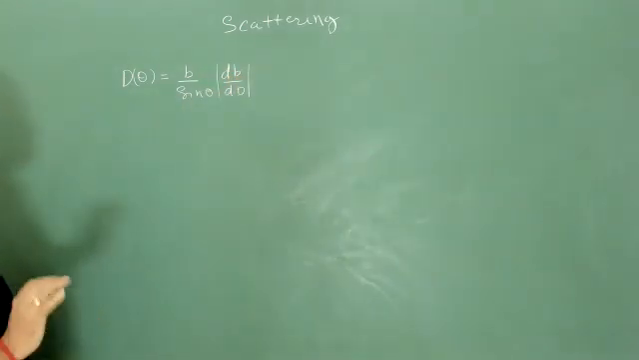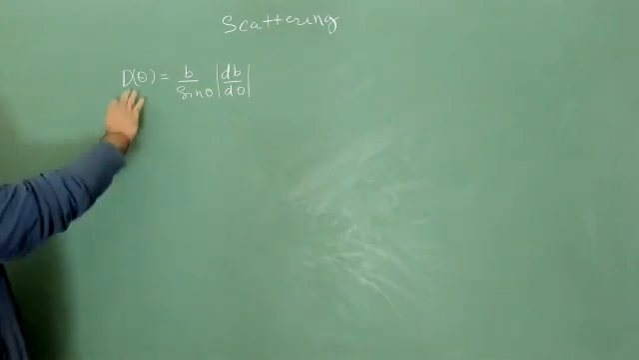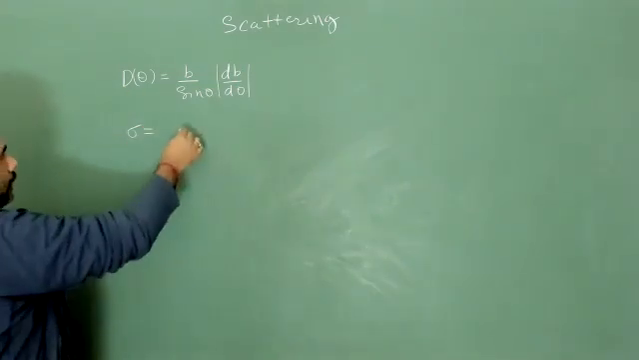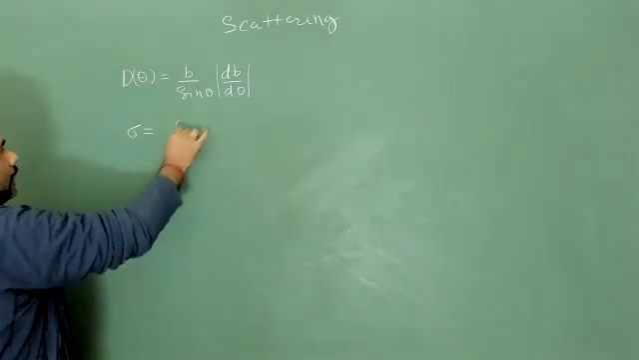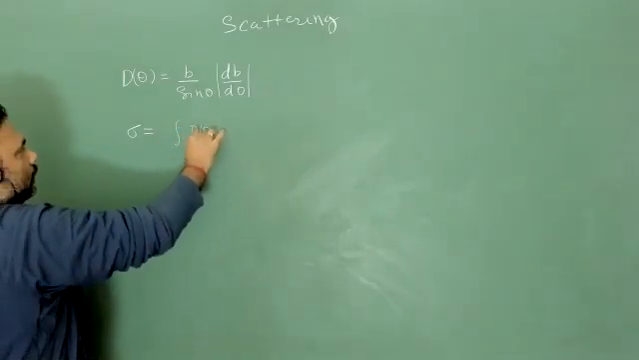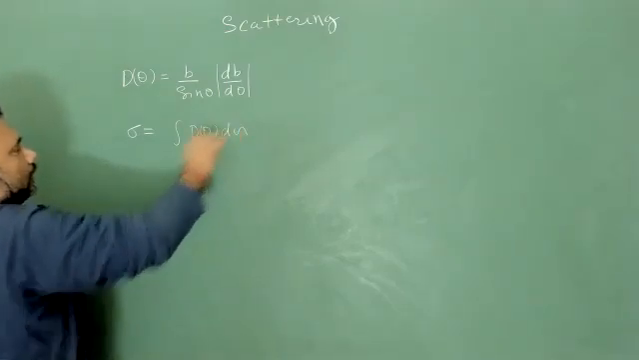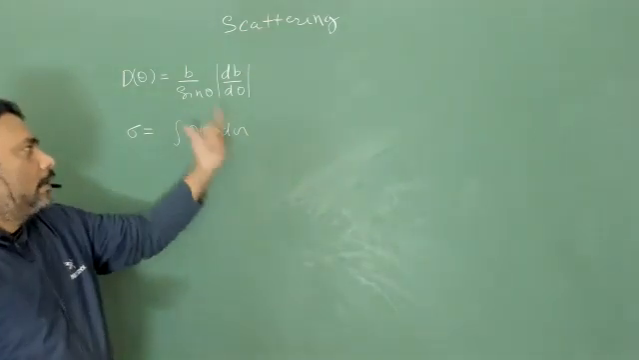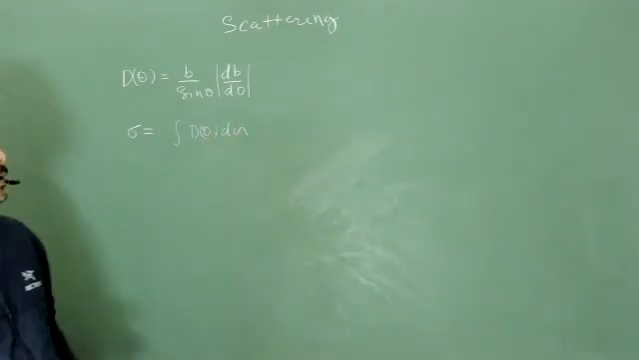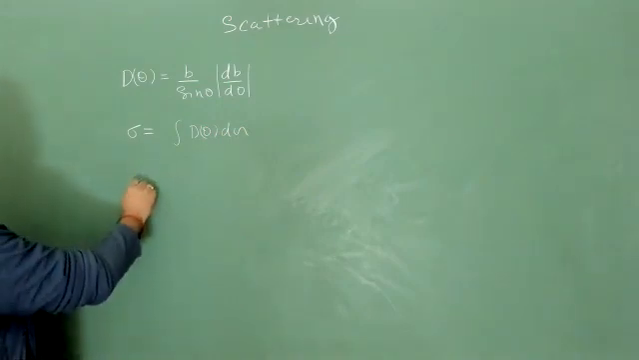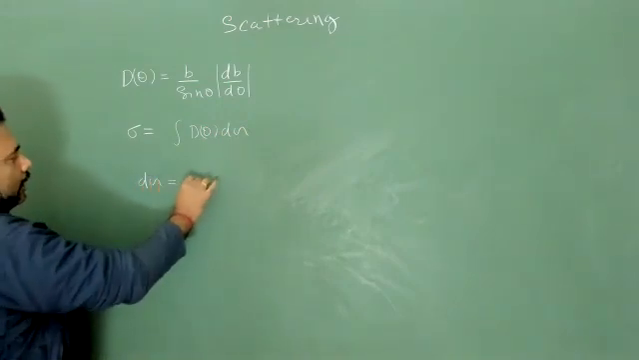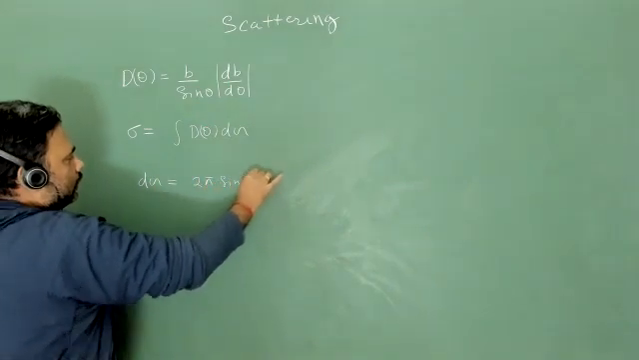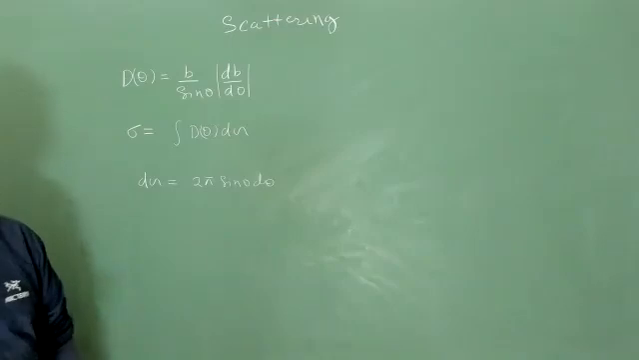And this is the most important thing. Once we know the differential scattering cross section, we can easily talk about the total scattering cross section. And this total scattering cross section is nothing but the integral of d sigma by d omega, and this d omega is nothing but your solid angle. You can just assume this d omega is identified as 2 pi sine theta d theta.